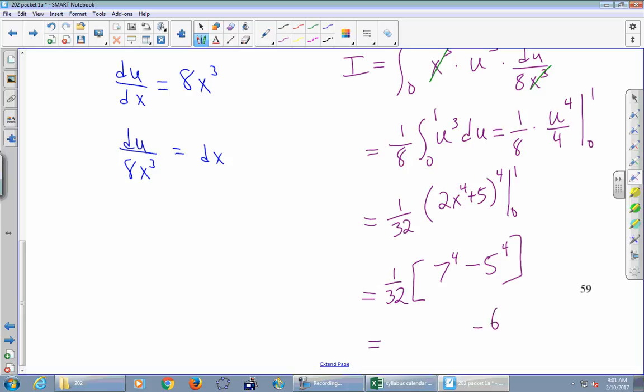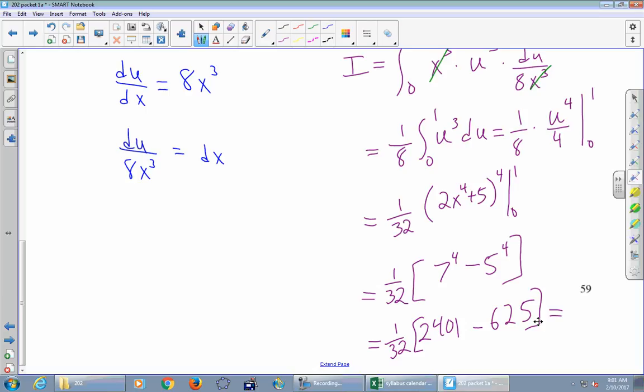All right, so everybody knows 5 to the 4th is 625. 7 to the 4th, 2401. Close, like 2401? Oh. And then 1/32 of that. Okay, so what is this equal to when we subtract?